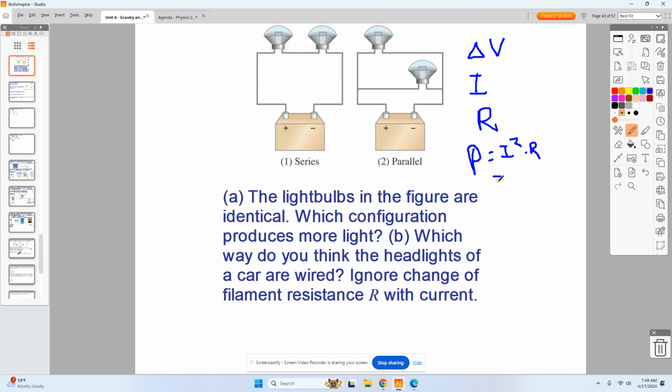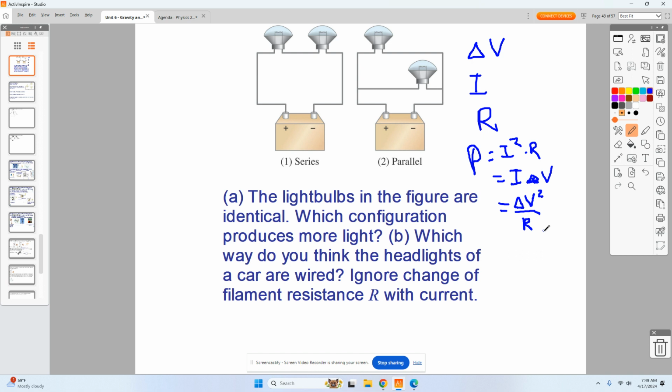We did some power stuff, right? We did this. I times V. Now I could say I times delta V. And there was one more. Do you remember the third equation for power? Thank you. Yep. So there's three things that are ways for us to calculate power. Now, when I talk about which one produces more light, what am I really talking about here? What kind of quantity?